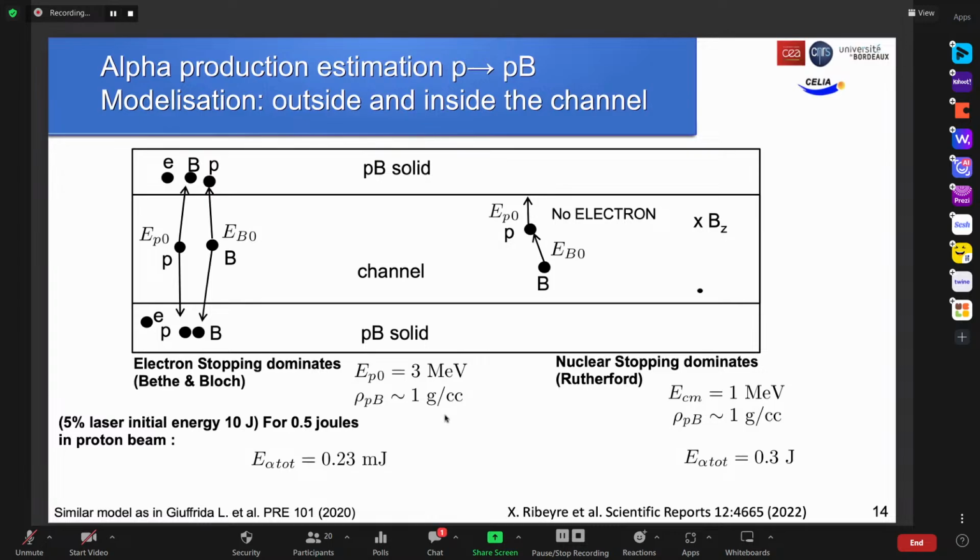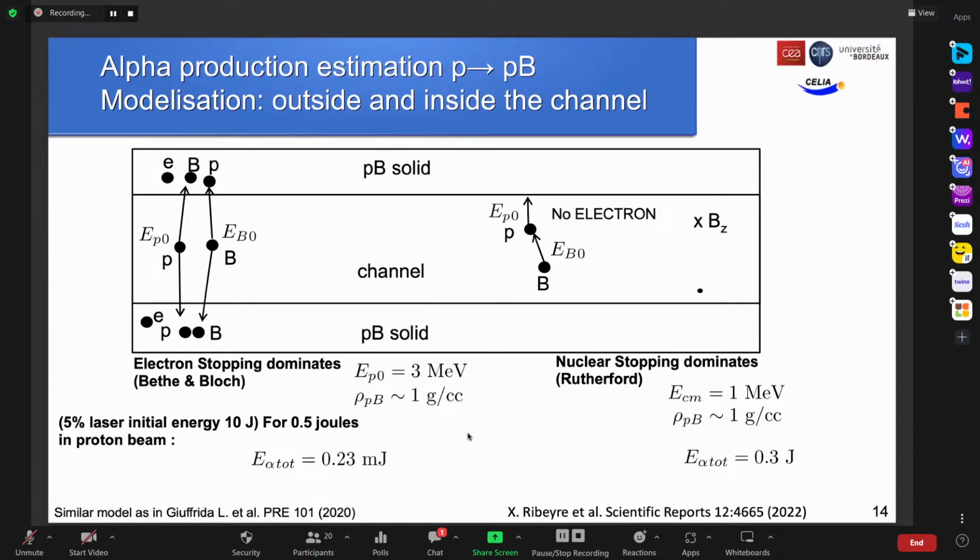And so here, these are estimations of the energy transferred to alpha particles for our 10 joule pulse. It's not even 1 millijoule in the surrounding proton-boron solid, whereas it is 0.3 joule in the channel, which is, we're not very far from getting any gain, but which are quite interesting results for a first test in this region. So these results were reported in this publication by Xavier Ribeyre.